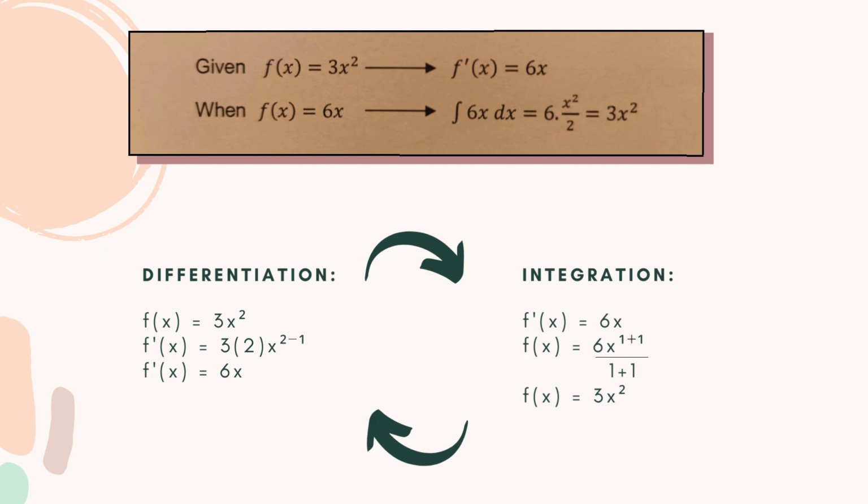From the answer that we got from differentiation, in integration we are reversing the process to get back the question given. So, from the differentiation answer f'(x) equal to 6x, we integrate and we get 6x to the power of 1 plus 1, divided by the new power that we got. In this case, the power is x to the power of 1 plus 1, and we get power 2. That new power will be divided and the final answer will be 3x squared.